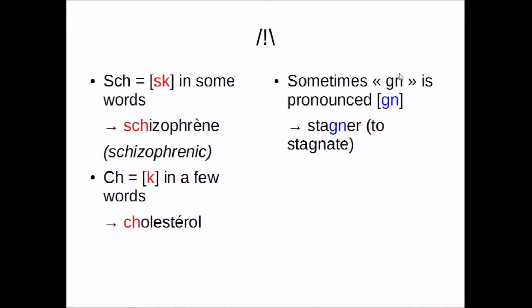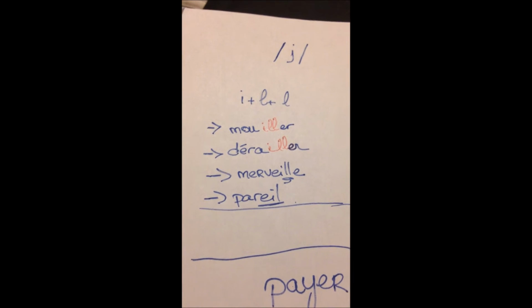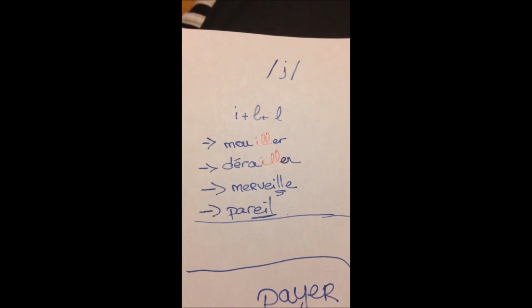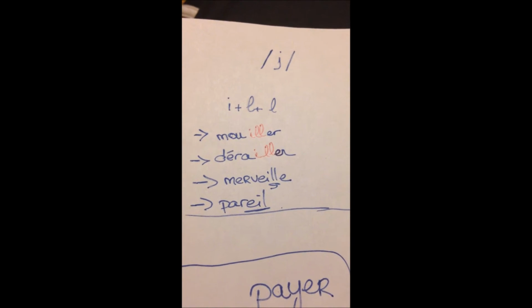And for the ny sound, sometimes it's spelled gn but we pronounce it as in English, as in stagner. We don't say it with the ny sound, we say it as in stagnate. I'm sorry, I've just realized I've missed some sounds here. So alright, I'm going to go on.